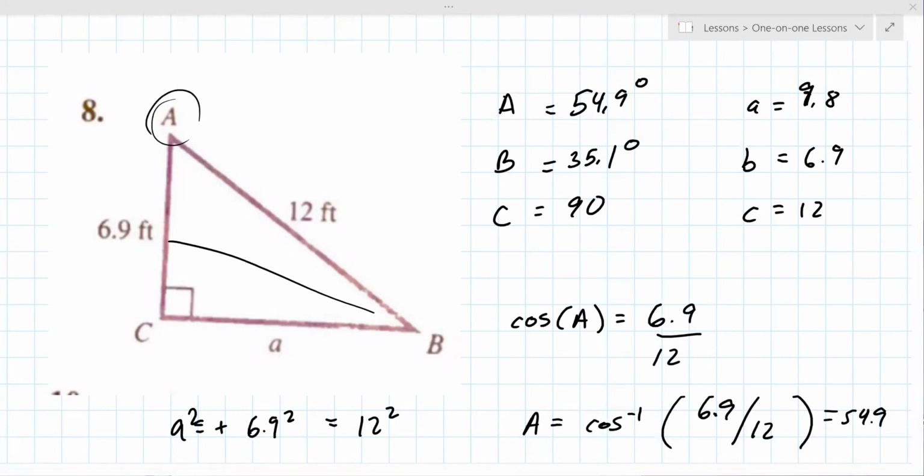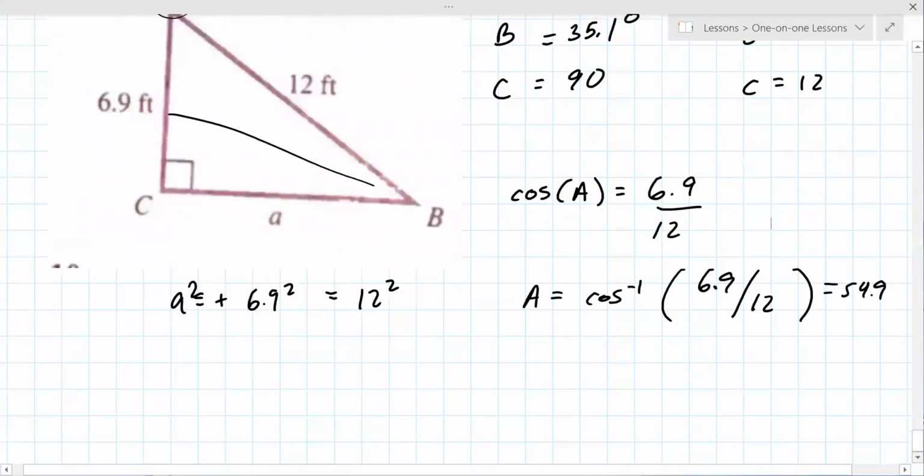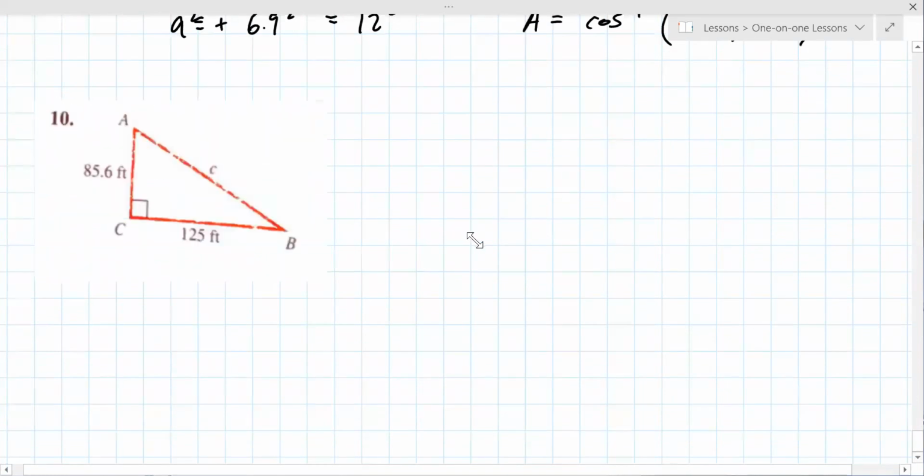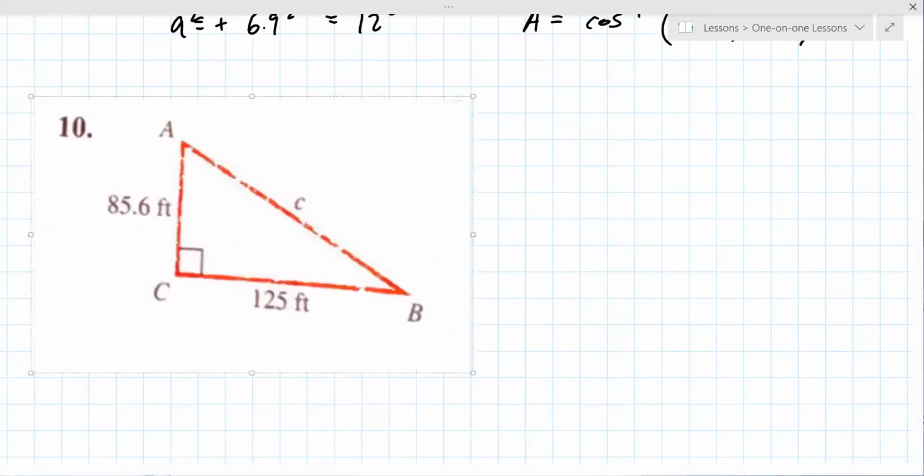All right, let me do one more here. I'll do 9 real quick. Actually, let me do 10 because I don't think you get 10 in the back of your book. We get a lot done, but I'm sure some of this feels rushed, and this is not the best way. But so C here is the hypotenuse. It's not given. It's a right triangle, so we can find it.